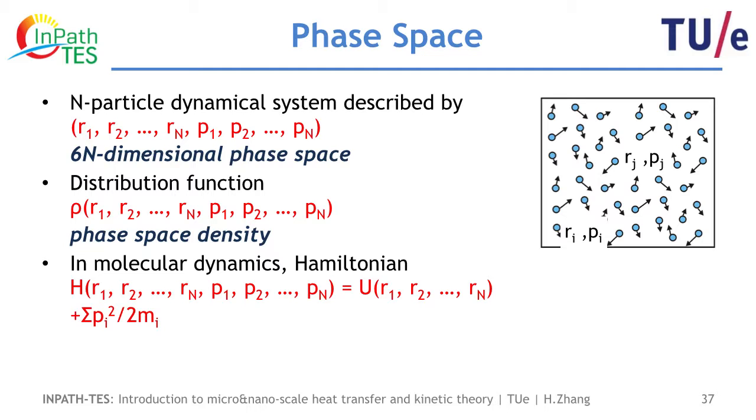The Hamiltonian gives the total energy of the system. For example, in molecular dynamics, the Hamiltonian is the sum of potential energy and kinetic energy. The explicit expression of potential energy U contains the interaction terms. The dynamics is given by Newton's equations of motion.